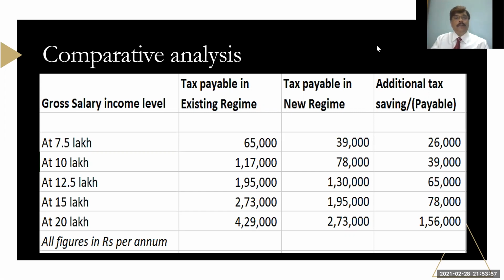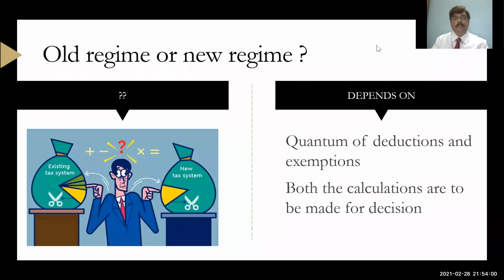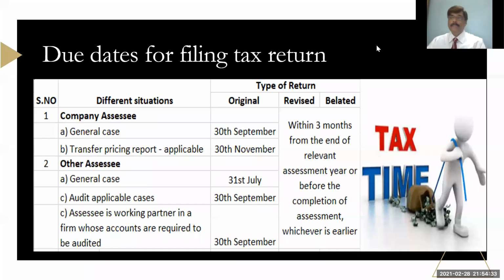But the real question is whether one should go for the old system or the new system. That depends on two important aspects: the quantum of deductions which a person claims under the old regime, and the quantum of exemptions that he'll be able to claim. Therefore, one has to prepare two separate sets of calculations and see which scheme is more tax efficient, and based on that one has to take a decision.